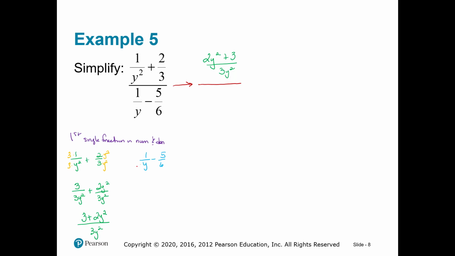So I'm noticing this y doesn't have a 6, which means the top needs the 6. And I'm noticing the 6 doesn't have a y, which means the 5 needs the y also. So it looks like we have 6 over 6y minus 5y over 6y. Since the denominators are the same, looks like we can go ahead and subtract them. So I am going to write again in descending order a negative 5y plus 6 over 6y.